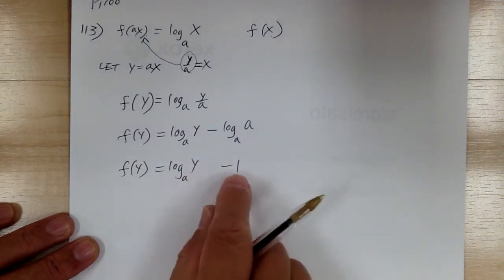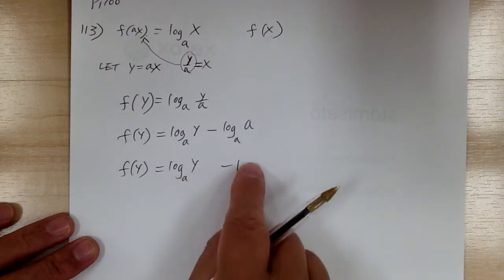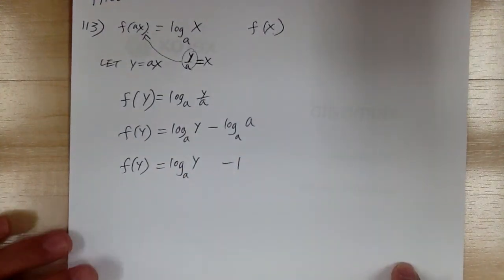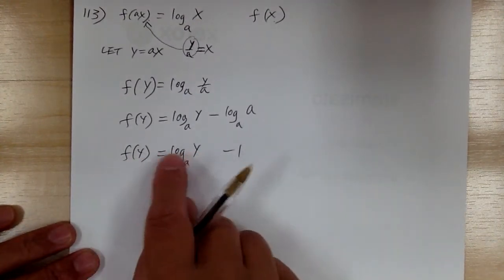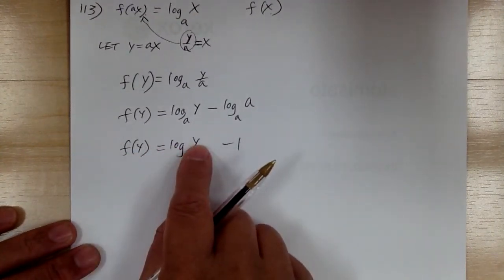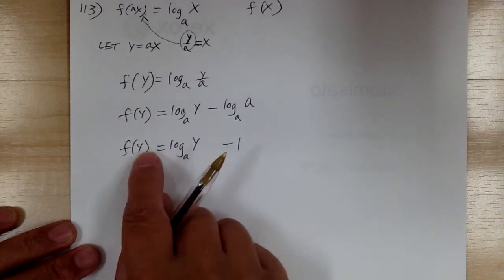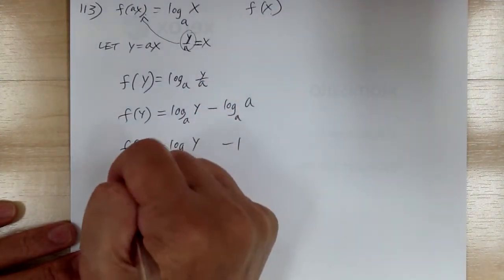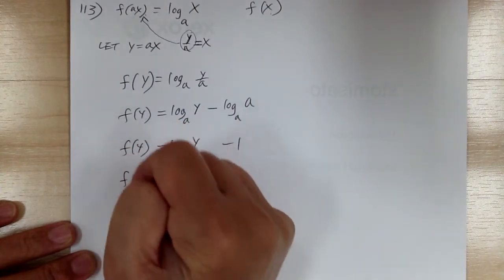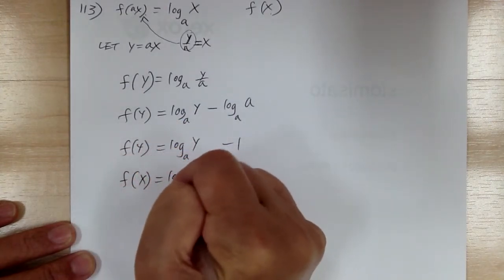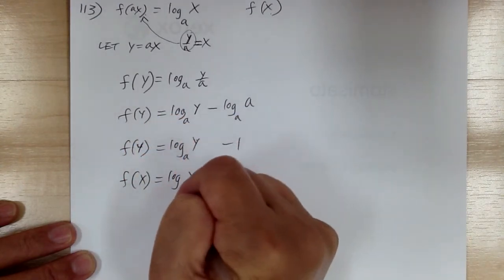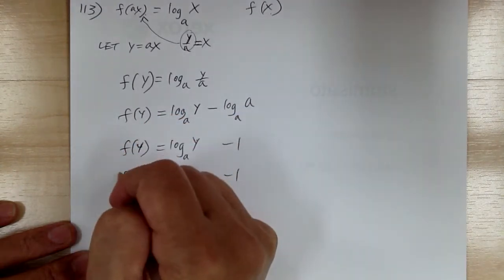I'm going to give a little bit of space so you know that it's not a log of this whole thing. It's log of y, this is one term, and this is a second term. Now remember, y is a dummy variable, which means you can use any letter. You can use z, you can use x, whatever. Since we're looking for f of x, we're going to change y into x. So whenever you see y, you change it into x. So y becomes x, and that's it.